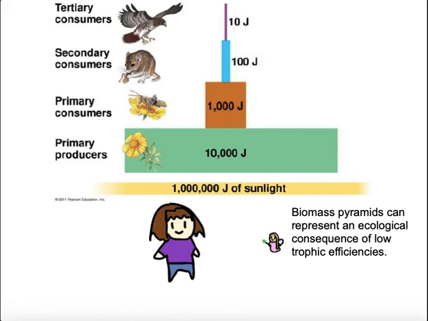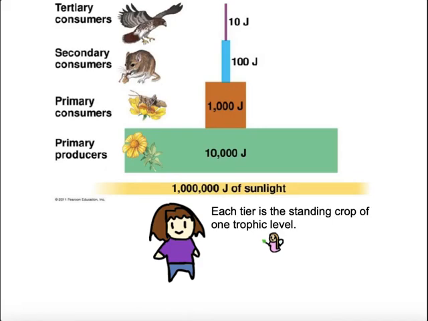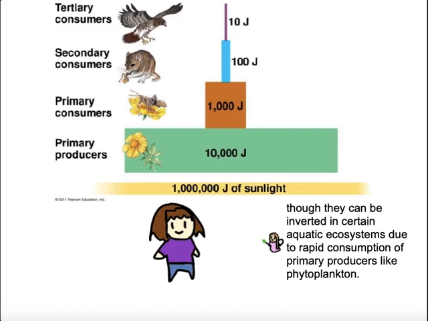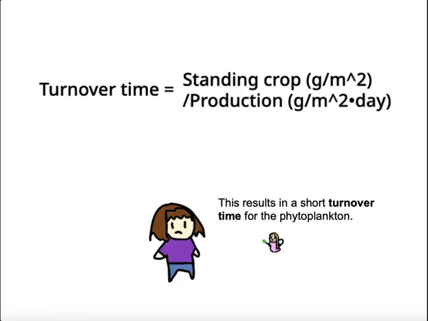Biomass pyramids can represent an ecological consequence of low trophic efficiencies. Each tier is the standing crop of one trophic level. Usually, these pyramids shrink sharply towards the top, though they can be inverted in certain aquatic ecosystems due to rapid consumption of primary producers like phytoplankton. This results in a short turnover time for the phytoplankton.